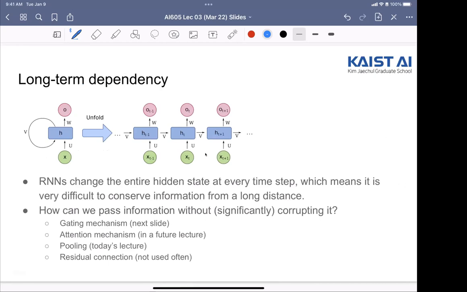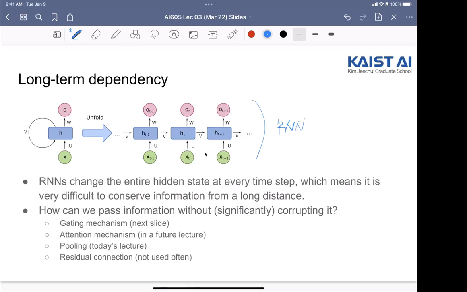All right, so let's first talk about long-term dependency. I think most of you are pretty familiar with this diagram. This is the recurrent neural network. One of the issues with RNNs is that we have to put the activation function here to make it nonlinear. But it is also important to note that RNNs change the entire hidden state at every time step. So it is very difficult to conserve information from a long distance, right?